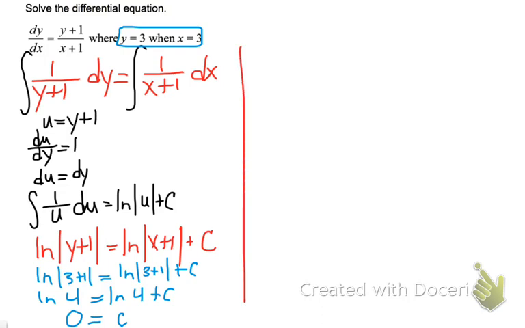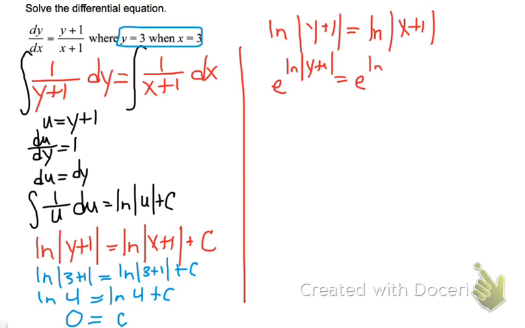That gives us now the particular solution: the natural log of the absolute value of y plus 1 is equal to the natural log of the absolute value of x plus 1. And the c's value is 0, so plus 0 or leave it off. Now to solve, we exponentiate both sides, raising both sides to the e power, as exponents to the base e.